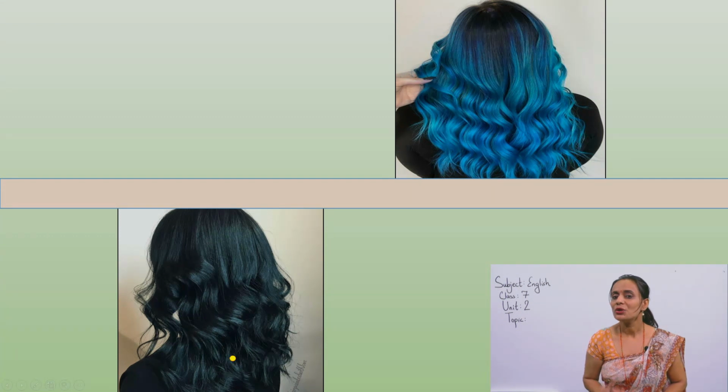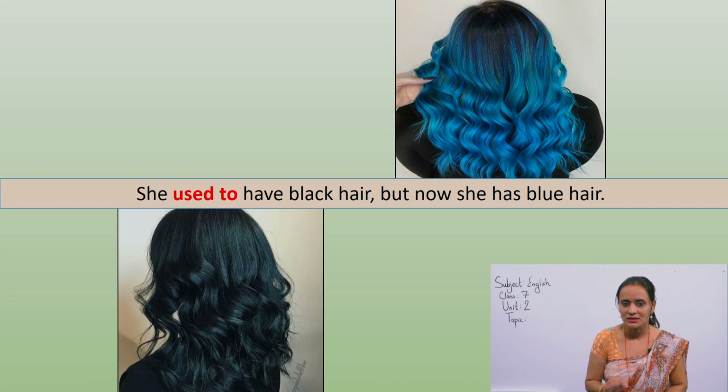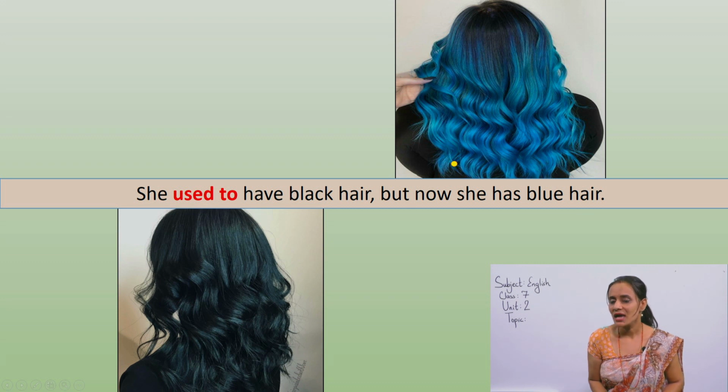Let's see it. Okay. What can you see here? The black hair of a woman. Yes. Another picture, you can see the blue hair of a woman. And they are the pictures of the same woman. But this was her past habit and this is her present habit. Now how to present it in the sentence? See it? She used to have black hair. It was her past habit to have black hair. But now she has blue hair. It is her present habit.